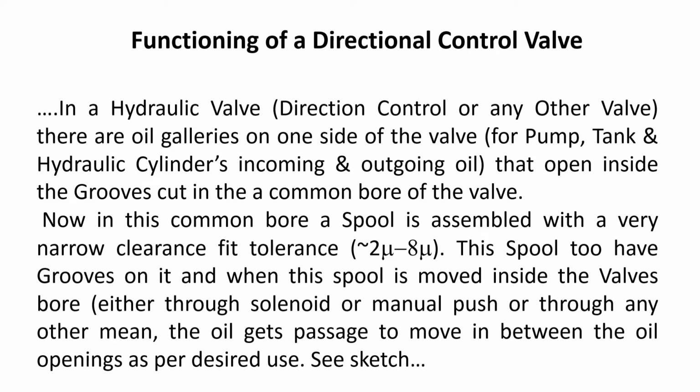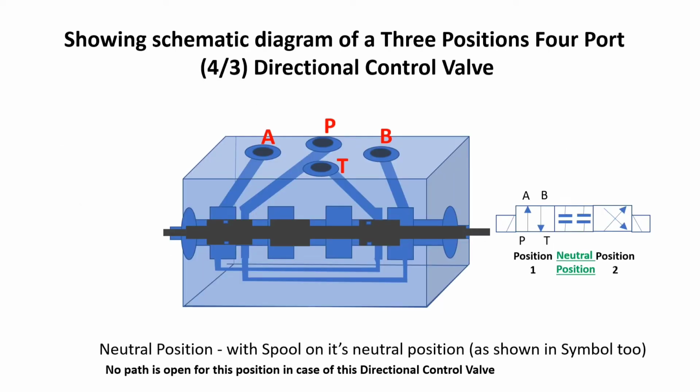Now in this common bore, a spool is assembled with a very narrow clearance fit, say 2 to 8 micron. This spool too has grooves on it, and when the spool is moved inside the valve bore, either through solenoid or manual push or through any other means, the oil gets a passage to move between the oil openings as per the desired use. See the sketch, you'll understand it better.